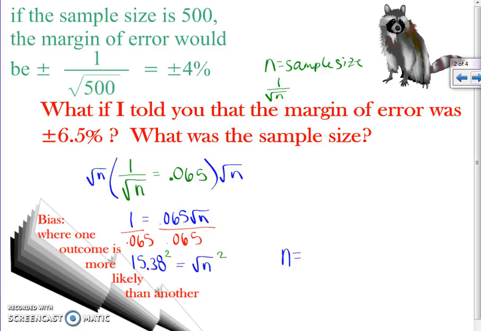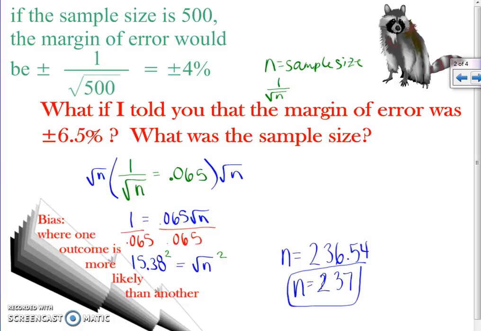What do we get? Point what? Since this is a sample size, we need whole numbers. So we'll say 237. So the sample was 237 people or objects, depending on what it was.